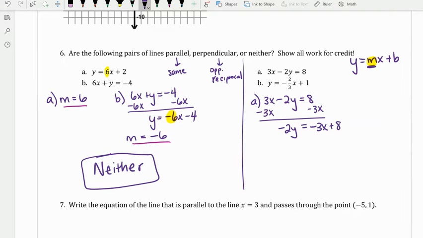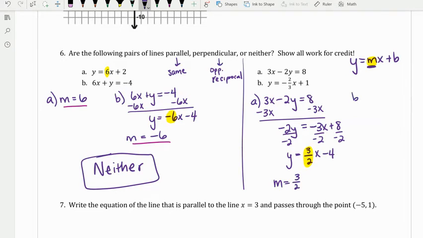+8. And then y still is not by itself, so I'm going to divide everything by -2. So that'll give us y equals, on the slope here, a negative divided by a negative would make a +3/2 x, and then 8 divided by -2 makes a -4. So now that I've got it in y equals, or slope-intercept form, I can see that my slope is +3/2, right? So for part A, the slope is +3/2.